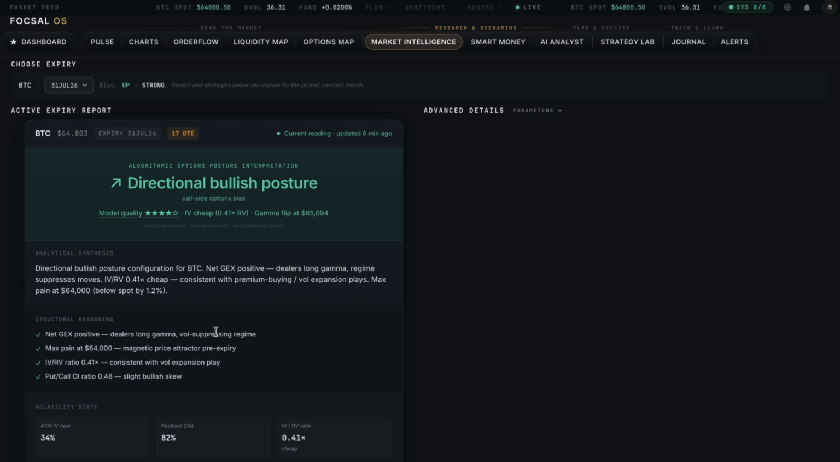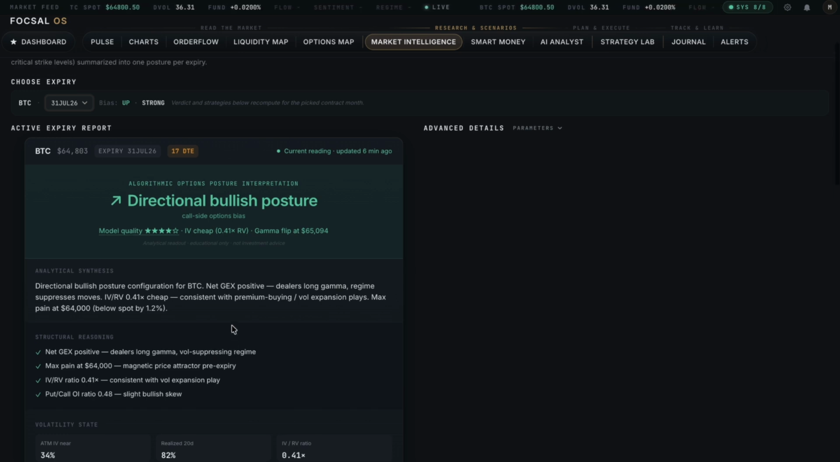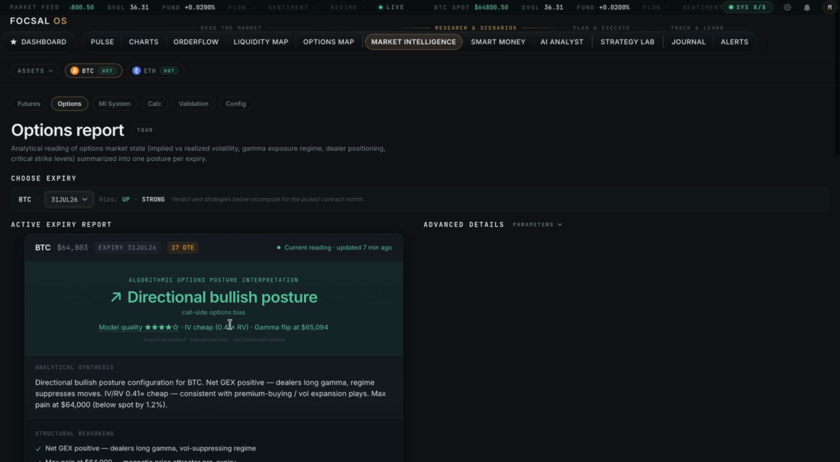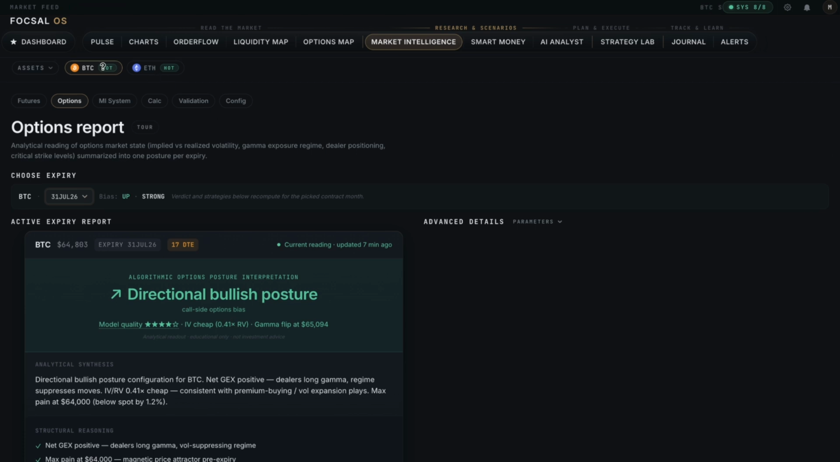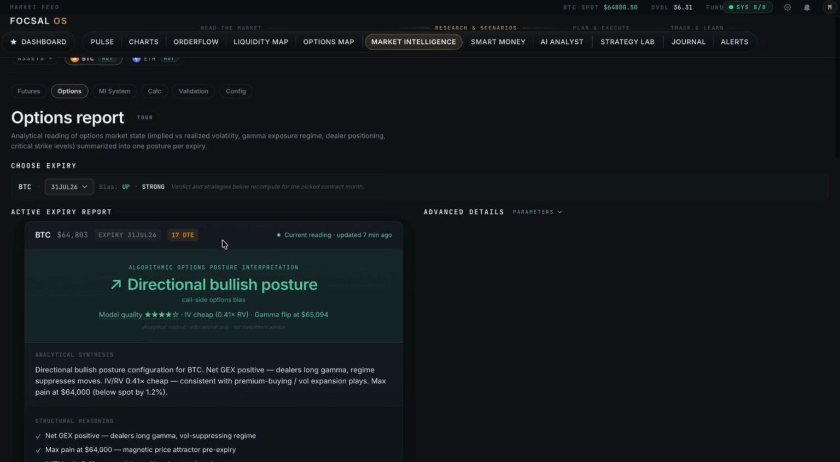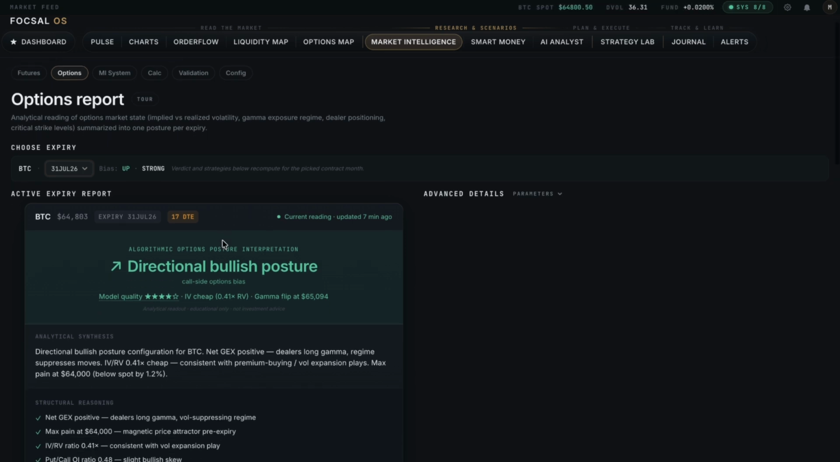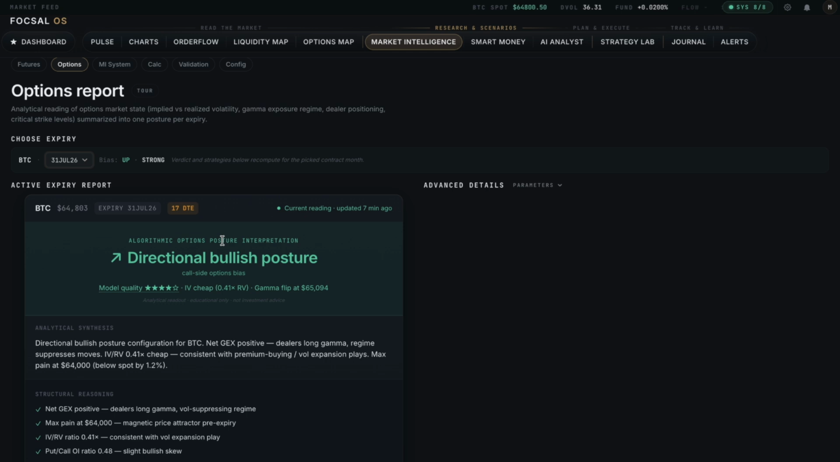And one more thing, this report exists only for Bitcoin and Ethereum, because those are the only 2 where the options market is genuinely liquid. That's a deliberate call. Better to give no report than a weak one. The data, as always with options, comes from Deribit.